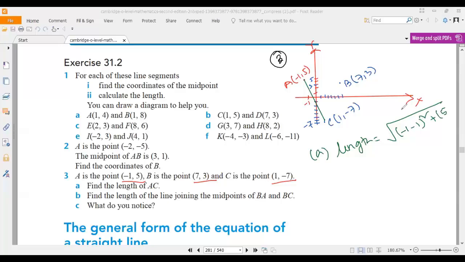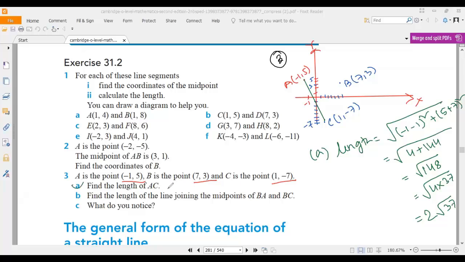So root over (1 minus (-1)) whole square plus (5 plus 7) whole square. So root over 2 square is 4, 5 plus 7 is 12, 12 square is 144. So what is the final answer? Root over 148. If we factorize in this way, we can write root over 4 multiplied by 37. So it will be 2 root over 37. Okay, so question A, the answer will be 2 root over 37.